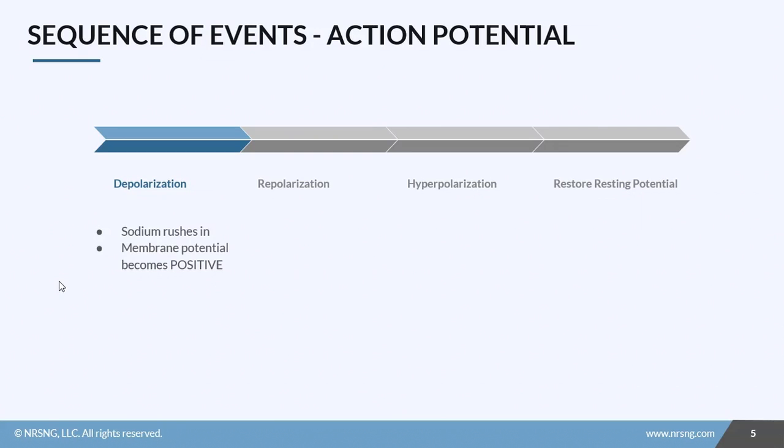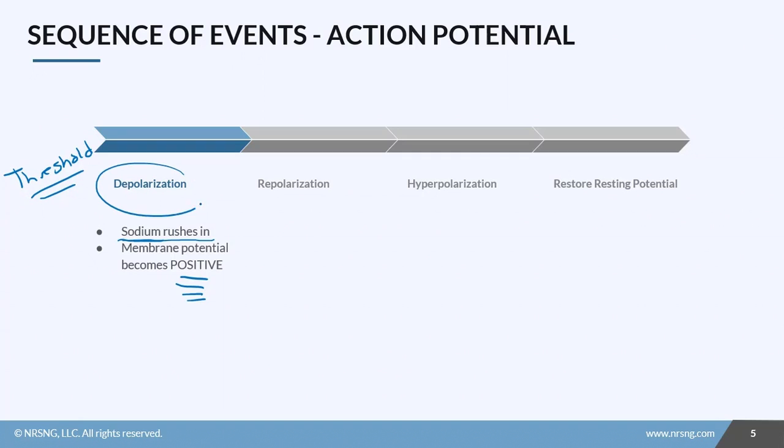So let's look at what happens in an action potential once that threshold stimulus is reached, and look at that sequence of events. So once we reach that threshold, it causes those sodium-gated channels to fly open and sodium rushes into the neuron. So that means the inside gets more and more positive.